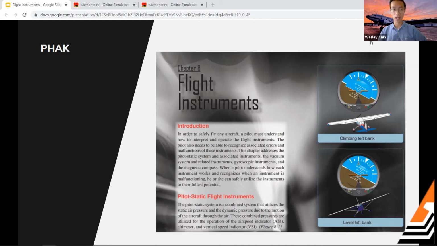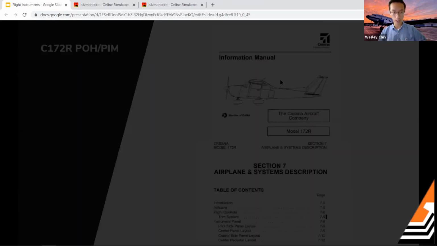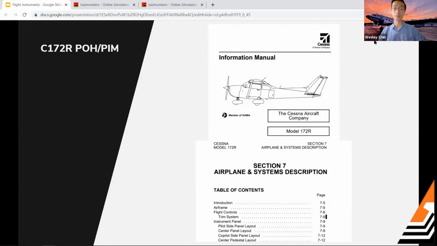All right, so 2 resources that I've been mentioning. So obviously, PHAC Chapter 8 is all about flight instruments. So if you read this, you will learn a lot more. So I only covered a couple of things, but there's a lot of different subjects within this chapter that'll help you with your understanding there. And of course, your POH, right? Section 7 is all about your systems. So anything you're wondering about your airplane, you can probably find it in your POH. And if not, there's tons of other resources out there. So yeah, it's pretty much all I've got for you guys there.